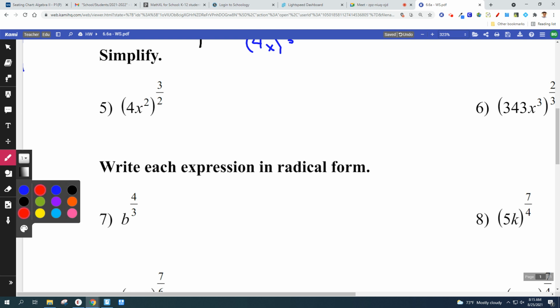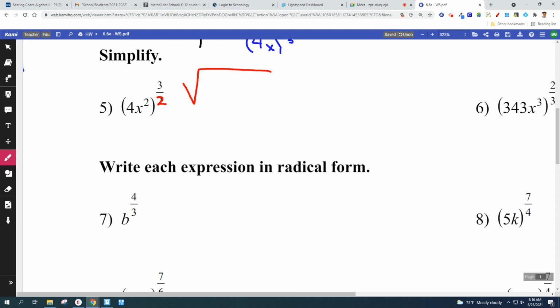So knowing what we just learned, this denominator right here is the root index. So we should be able to go backwards and understand that this is going to be a square root. That denominator tells me that this is a square root.